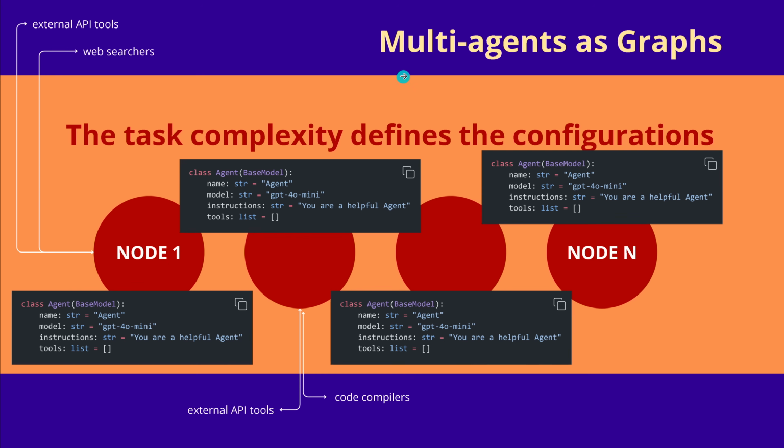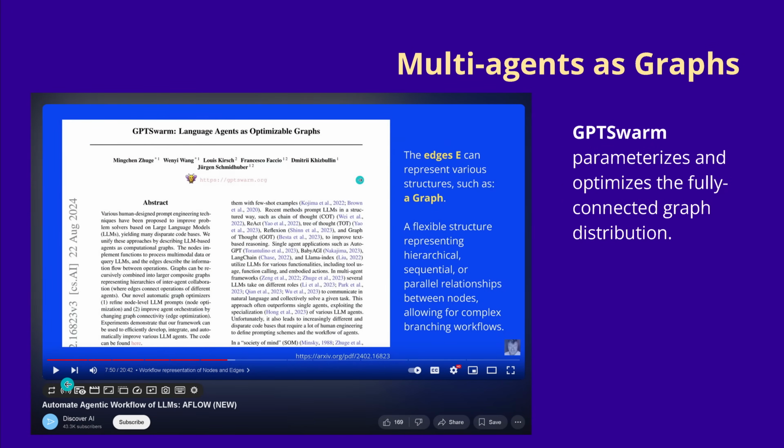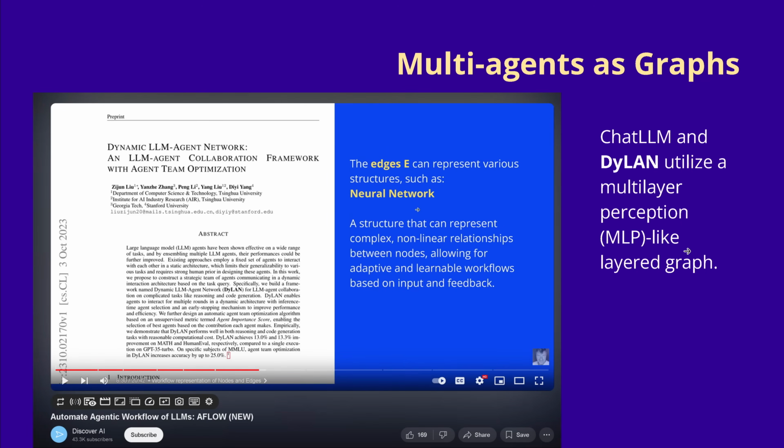And if you look at this, you understand, if you have seen my other videos, that this is simply a configuration of multi-agent as graphs. And you remember from the video where we talked about automatic agent workflow of LLMs, A-flow, this new methodology, we talked about that whenever we can see edges in a representation of a structure that is a graph, for example here, GPT Swarm, language agent as optimizable graph structure, this, I told you, is a beautiful way to see this. And GPTSwarm parameterizes and optimizes the fully connected graph distribution. So we have a solution, but we have other solutions.